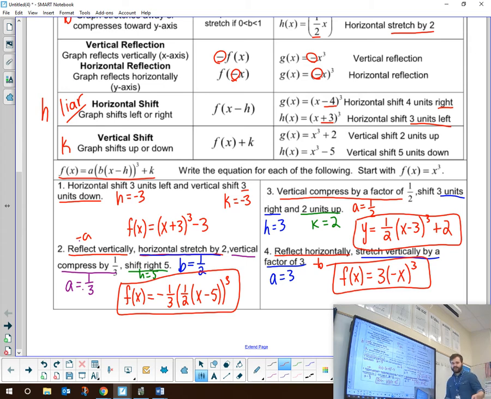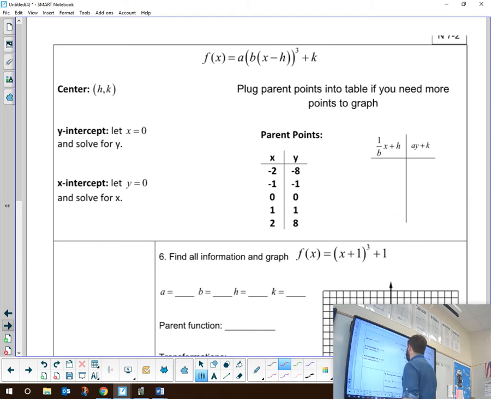All right, that was just to remind us all about how a, b, h, and k affect the graph. It's just like when we graph square roots, when we graphed absolute value, when we graphed quadratics. A, B, H, and K affect all of these the same way. So let's go ahead, let's try to graph some for ourselves.